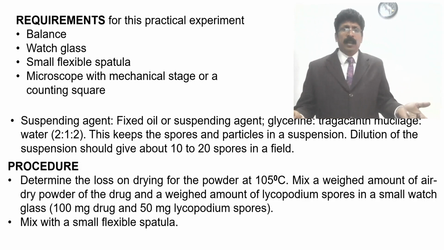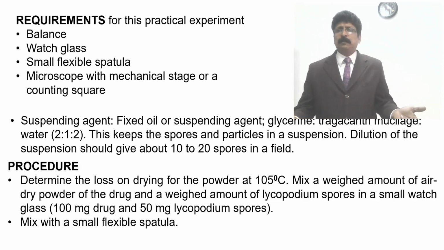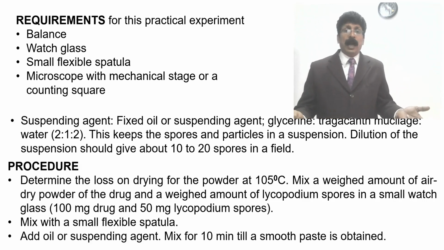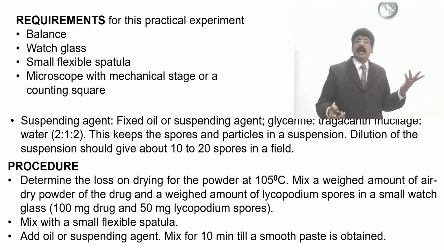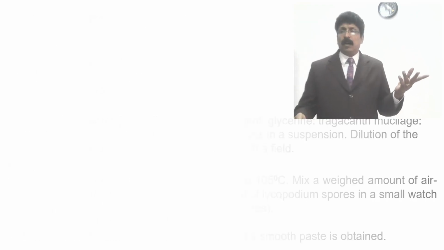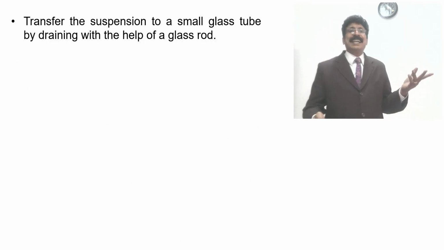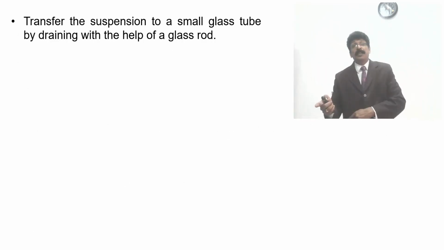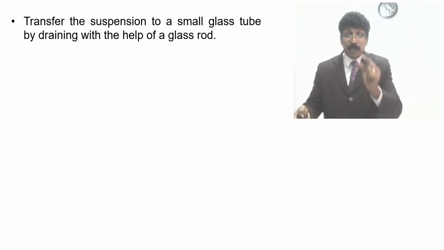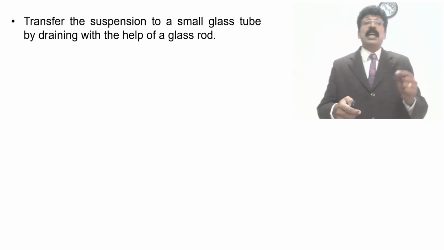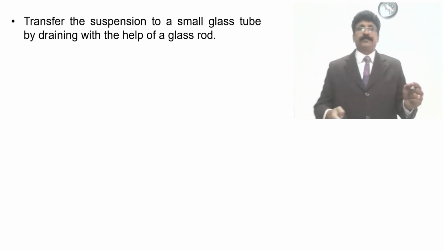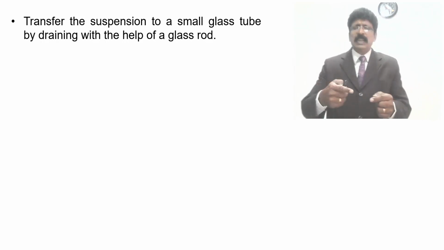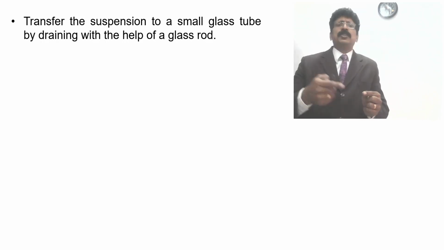Mix with a small flexible spatula. Add the oil, the suspending agent, whichever you select, and mix for 10 minutes, and a smooth paste is obtained. Now this smooth paste is taken. Transfer the suspension to a small glass tube by draining with the help of a glass rod.